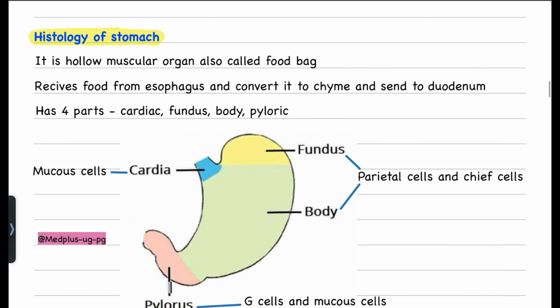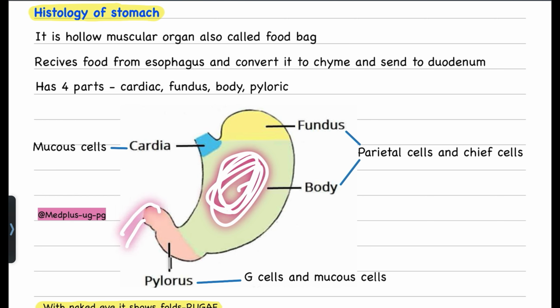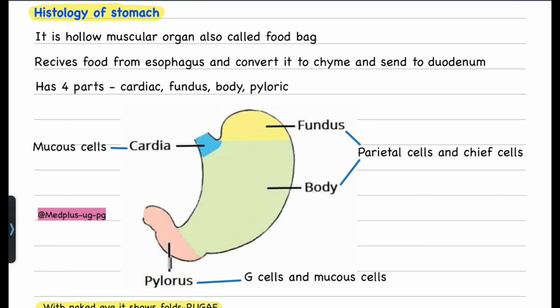Now we will start with the histology of the stomach. The stomach is a hollow muscular organ. It is also called a food bag, as it temporarily stores the food within it. It receives food from the esophagus and converts it into chyme inside the stomach and sends it to the duodenum. It has 4 parts: the first cardia, then fundus, then body, and a pylorus, or antrum.